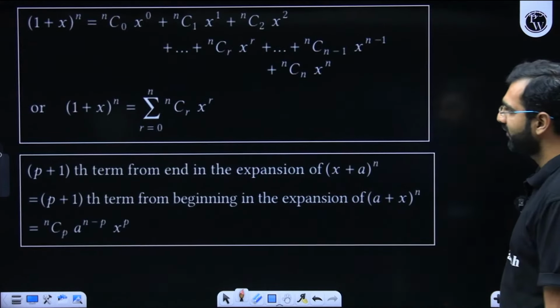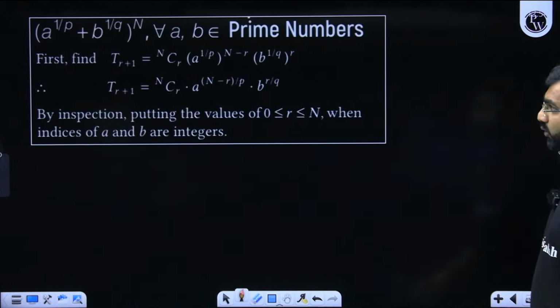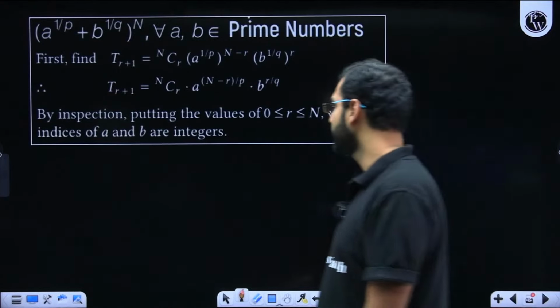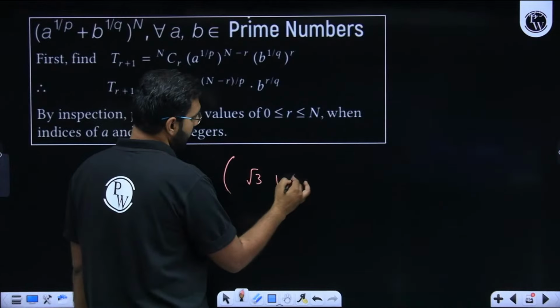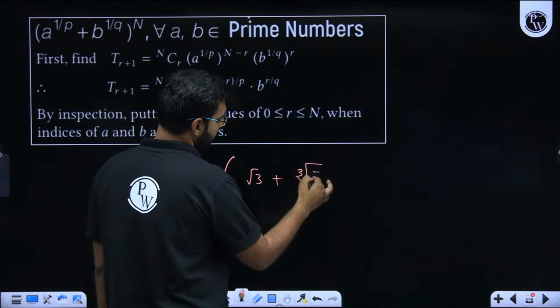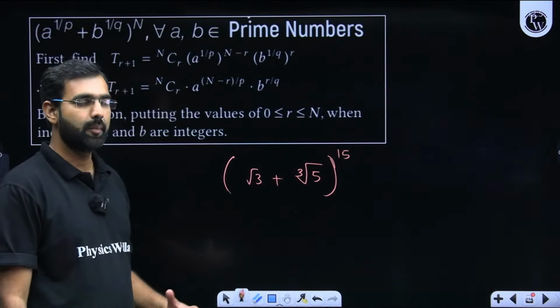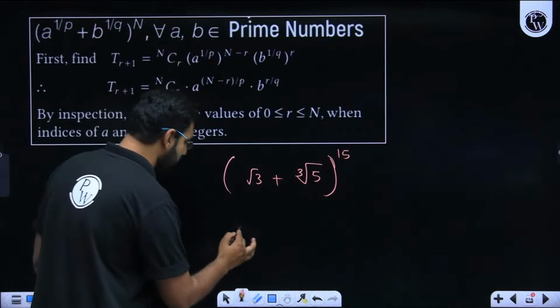Now from here, I think we had a discussion on this. This is also something we have discussed. This is what? The number of rational terms, the number of irrational terms, the number of integral terms. I hope you remember. We have done a lot of questions on this. Let's say root 3 plus third root of 5 is raised to the power 15. Let's say I'm asked how many rational terms there will be. So first of all, I'll write the general term, T(r+1).